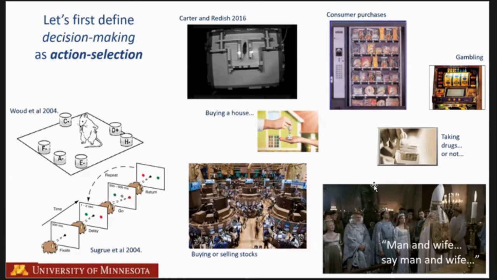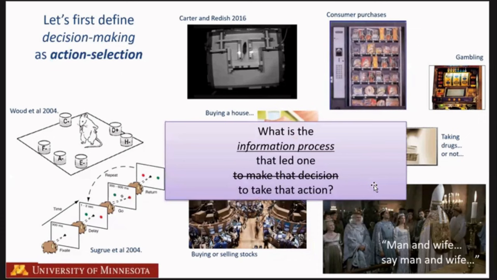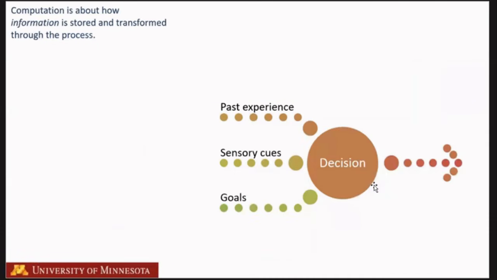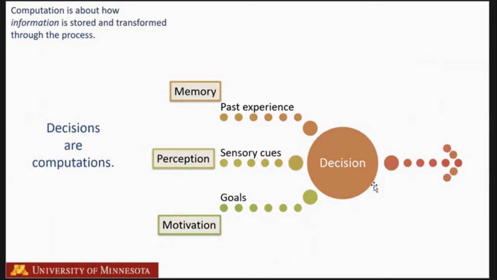And if we define all of these as decision-making, now we have a different question, which I'm going to argue is philosophically stable, which is, what was the information process that led you to take that action? And when we ask the question in this language, now we can get from neuroscience to economics. What we're going to find is that decisions are basically computations of information about the past, we call that memory, about the present, we call that perception, and about the future, we call that motivation. And it's going to essentially be a computational process of these three components in some complex way.